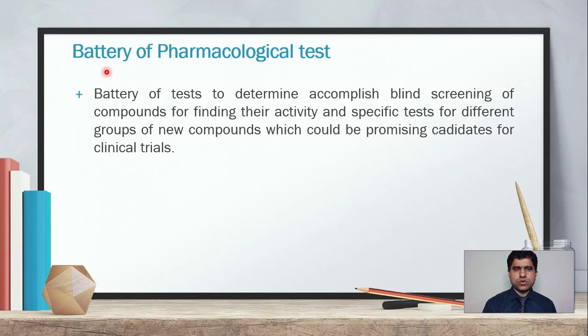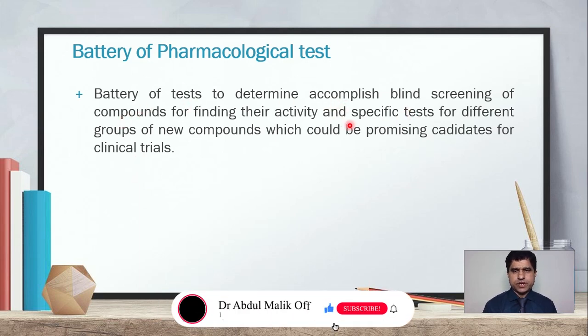Next we go to the second subject, battery of pharmacological tests, in which a battery of tests is to be determined to accomplish blind screening of compounds for finding their activity, and specific tests for different groups of new compounds which could be promising candidates for clinical trials. So here is the screening of some plants, scientific searching, and this will lead to clinical trials, where promising candidates will be searched.